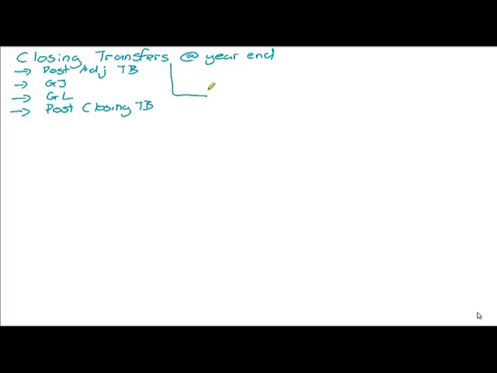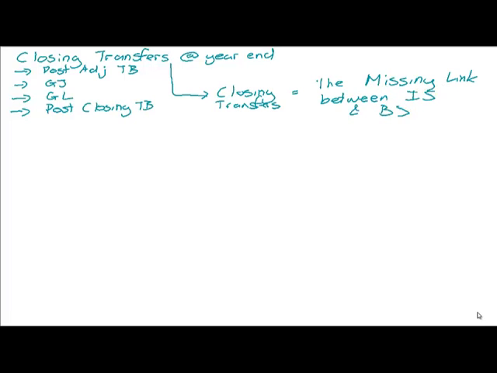Now, just quickly conceptually, what is closing transfers? This is often referred to as the missing link. The missing link between what, you may ask? It is the missing link between the income statement and the balance sheet.